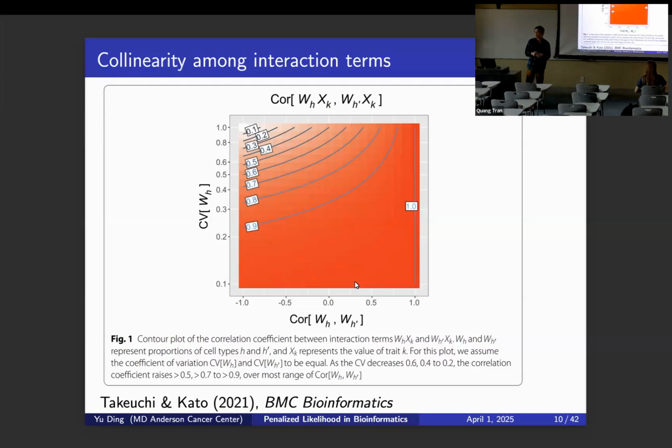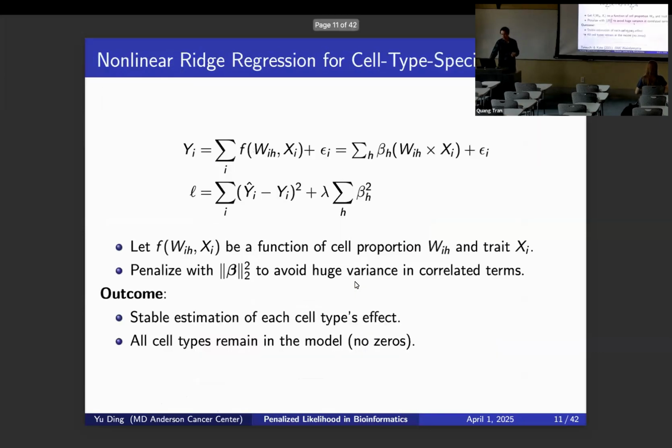So with the use of ridge regression, we can effectively address the problem coming from collinearity. Here is the formulation from that publication. The author basically tries to group the W, the cell type, and the interaction between these two terms, W and X, as a nonlinear function. But in order to demonstrate the results, I tend to model them as linear terms, right?